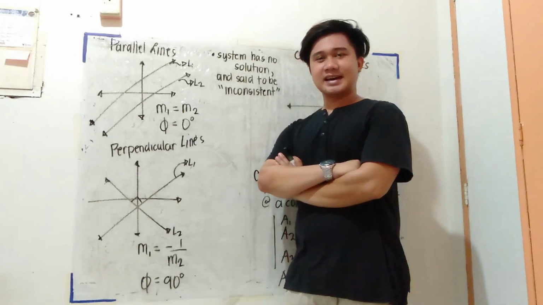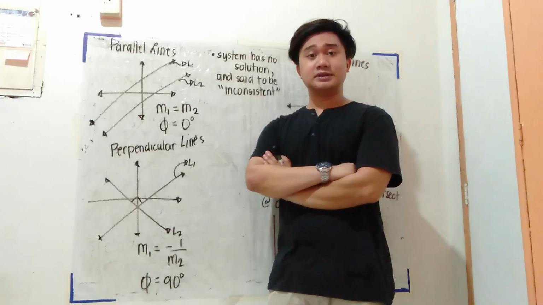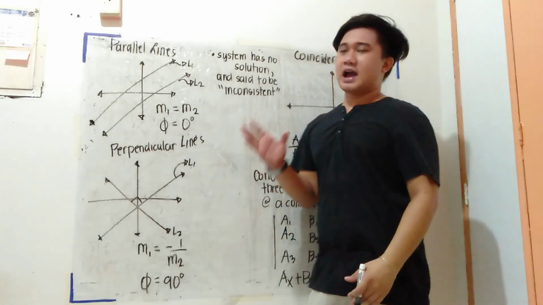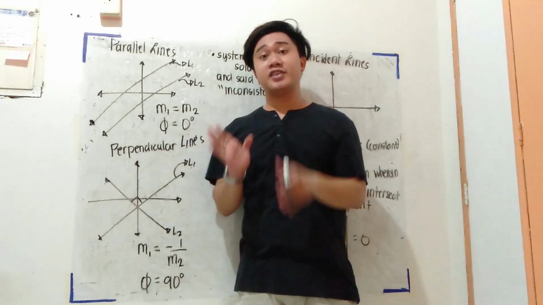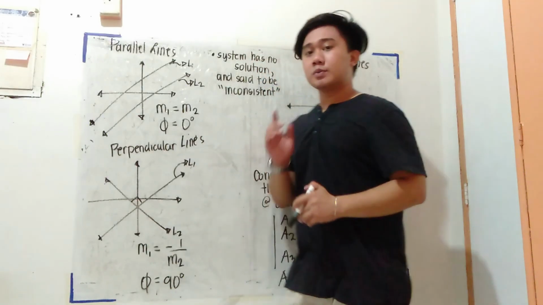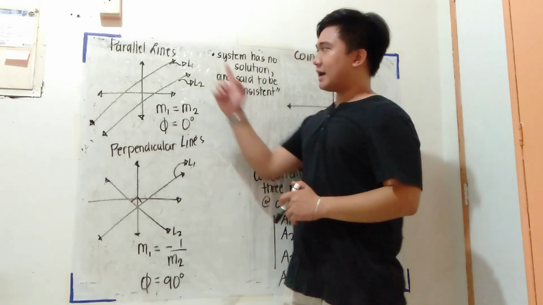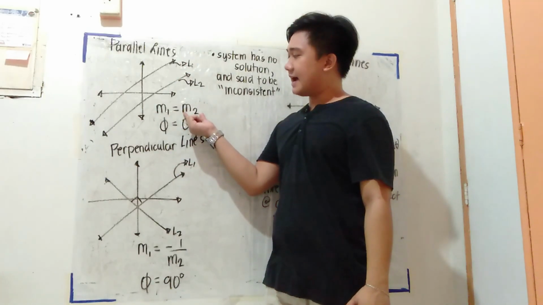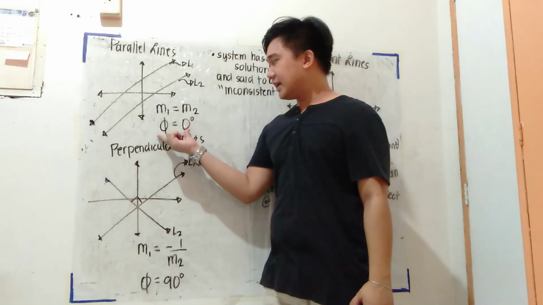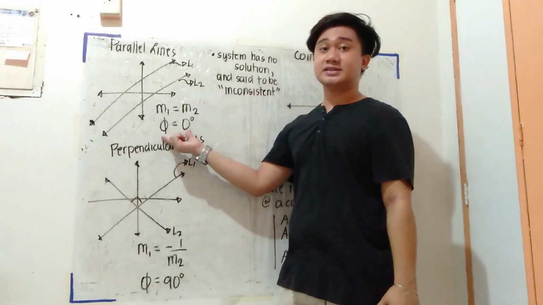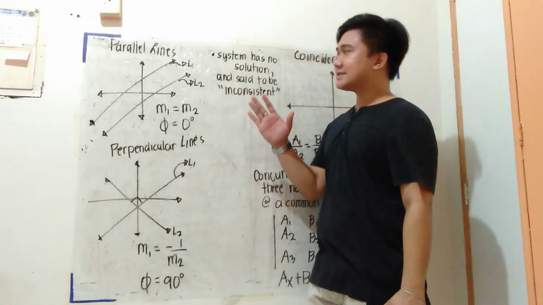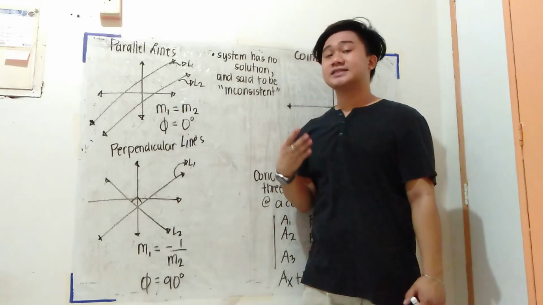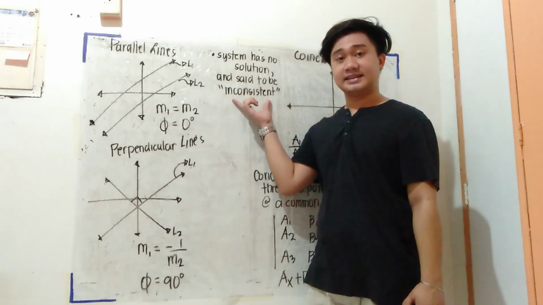Okay, so let me discuss or differentiate different types of lines. The first one is that we have parallel lines. Previously, I have told you that parallel lines are the lines that never intersect. And the characteristic of parallel lines is that their slopes are equal. And dahil nga wala silang intersection, yung angle natin is equal to 0 degrees. Kapag parallel lines, ang system na meron tayo ay system that has no solution. Thus, that system is called inconsistent.